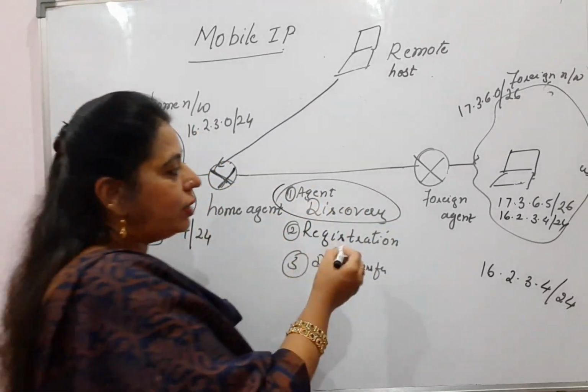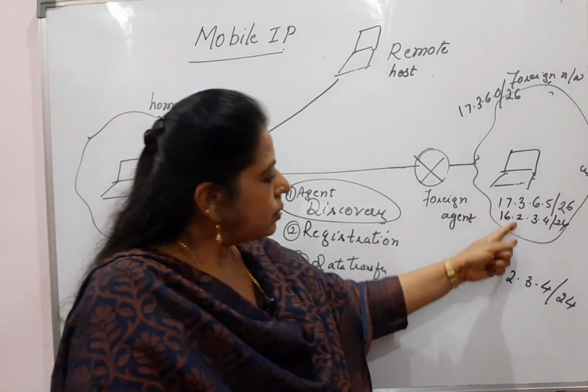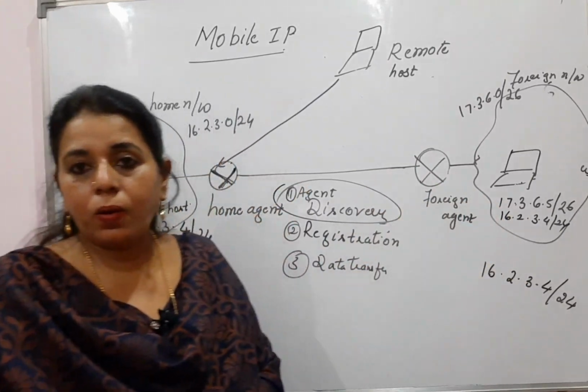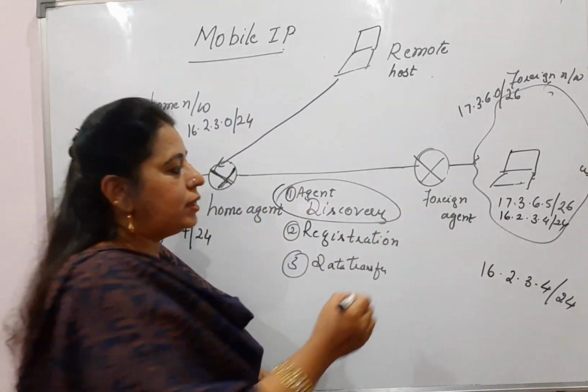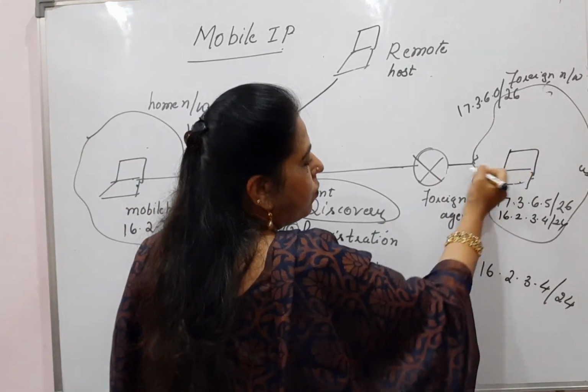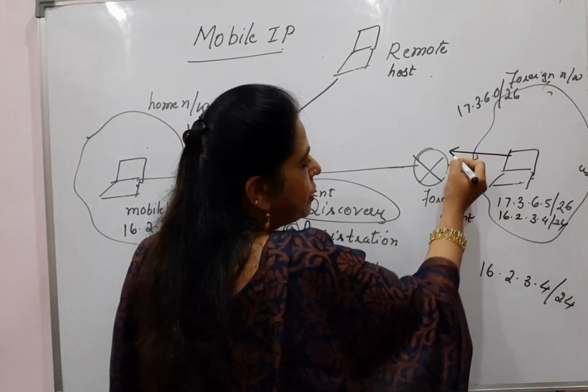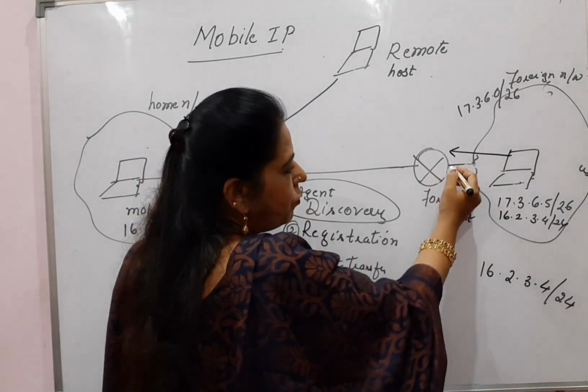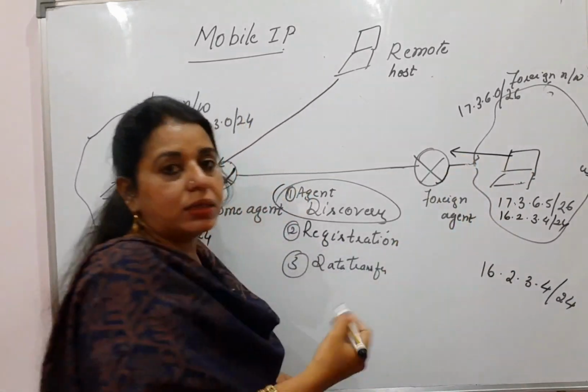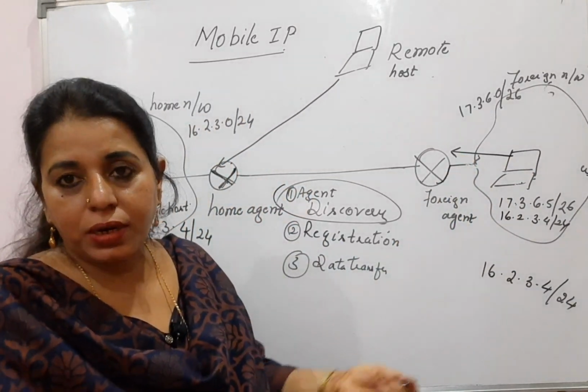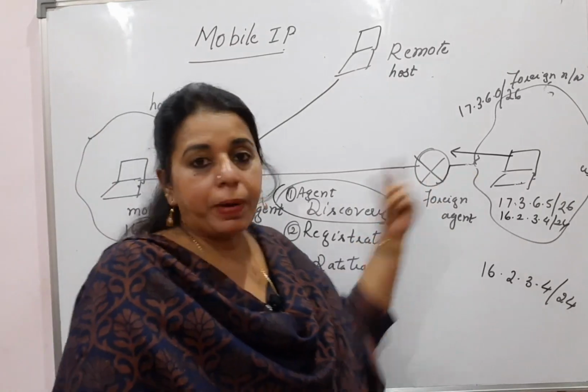After that, this node wants to register now in the network. So for the registration, this node will send a request to its foreign agent. This means this is the default router, no? So it will send a registration request. It is asking that I want to register in this network, so kindly permit me.